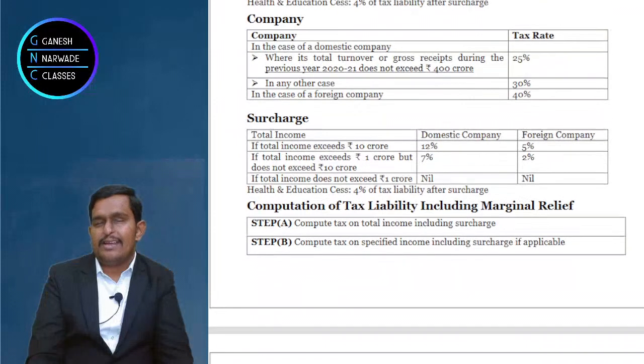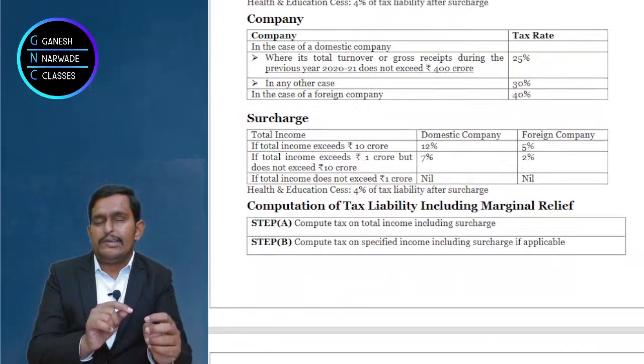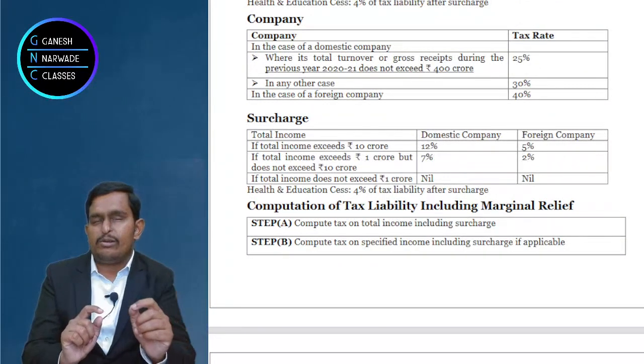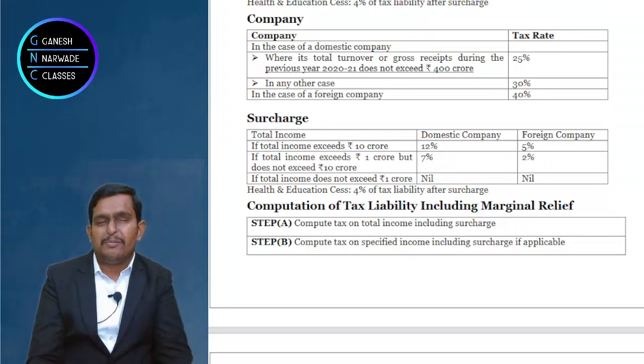What is the rate of tax? 30%. So domestic company, turnover in 2021 less than 400 crores, 25% tax. If turnover for 2021 is more than 400 crores, then 30% tax. Then again, we have to add surcharge also. For domestic company, surcharge I'll tell first. Then foreign company, tax and surcharge I'll tell.